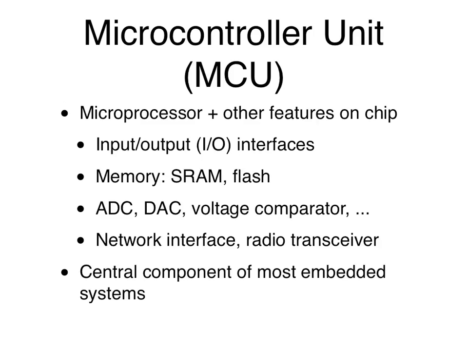Now, there's different kinds of memory, of course. There's SRAM, there's flash. And then for input and output, it's not just digital input and output. There's also analog signals. So there's ADC and DAC, for analog to digital converter and digital to analog converter, right? Some may have voltage comparators and so forth.